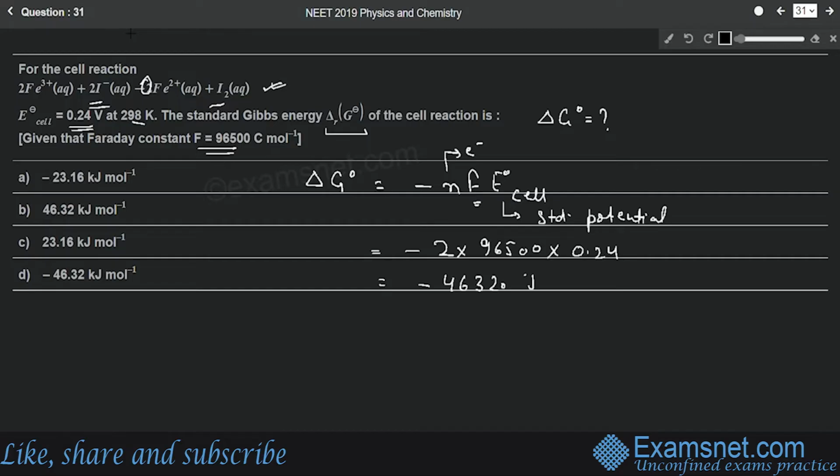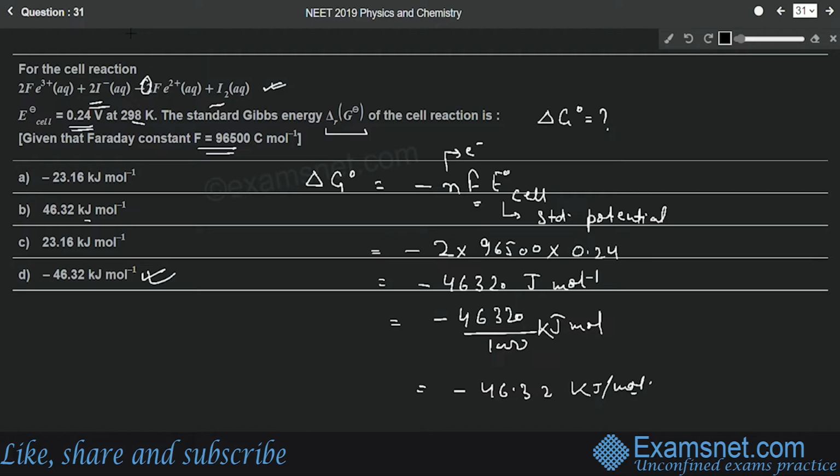46320 and the unit will be joule per mole. Now here in all the options you can see kilojoule per mole is mentioned. So we'll divide it by 1000 to get the value in kilojoule per mole. So this divided by 1000, we'll get minus 46.32 kilojoule per mole. So option D will be the correct answer.